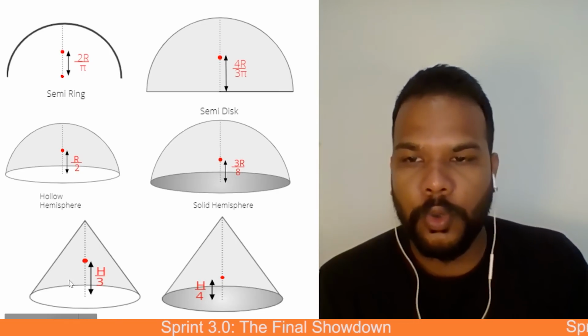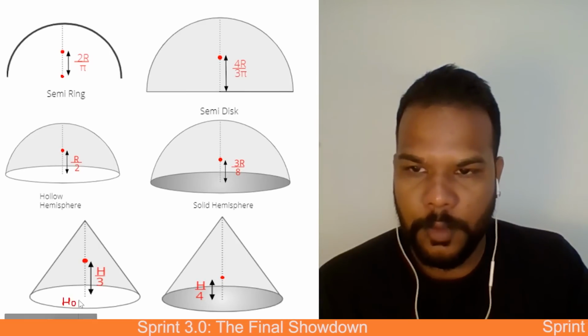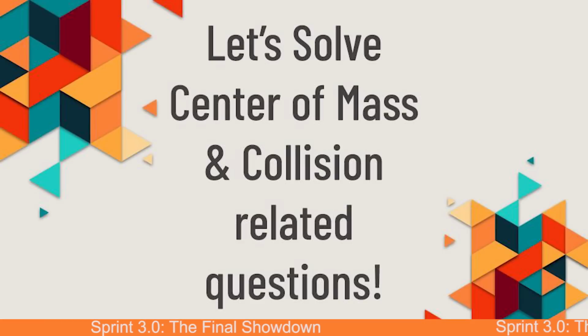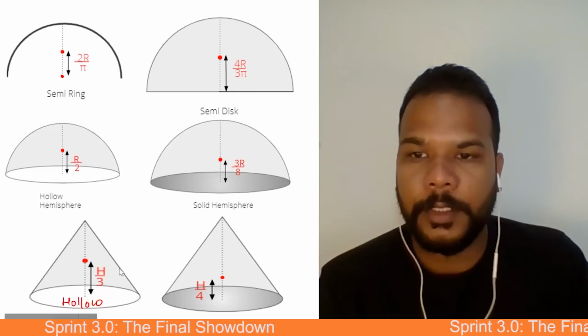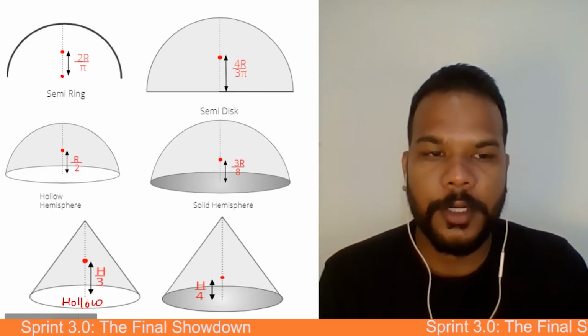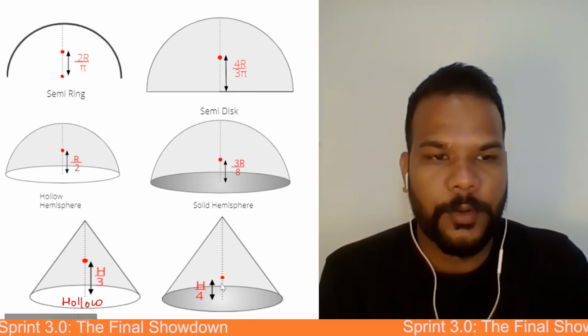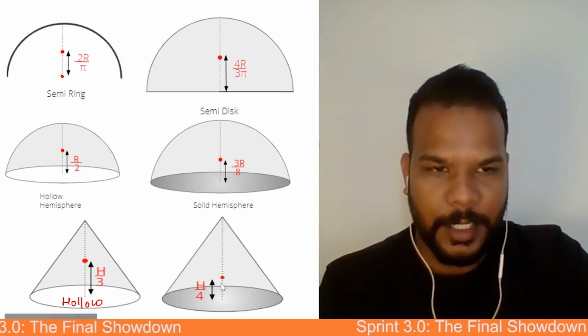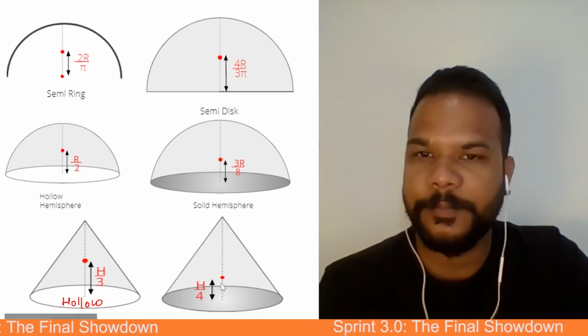For a hollow cone, the center of mass is at h by 3, and for a solid cone it is h by 4. Okay. Today rotational mechanics will also be covered, don't worry.